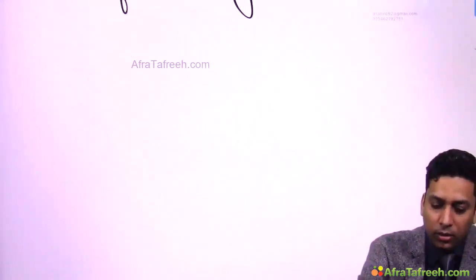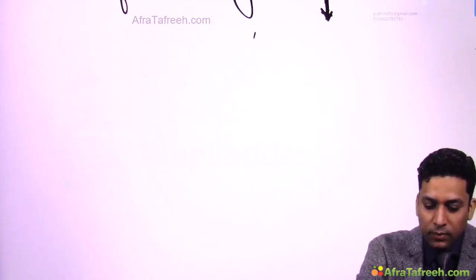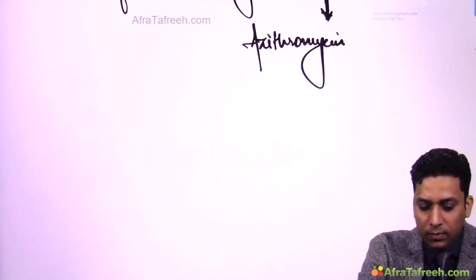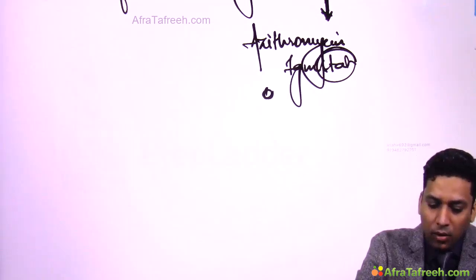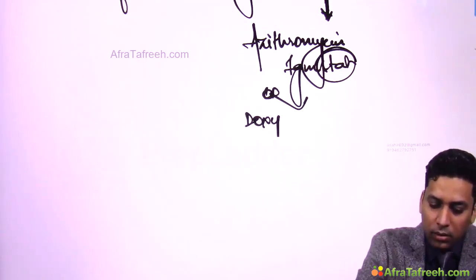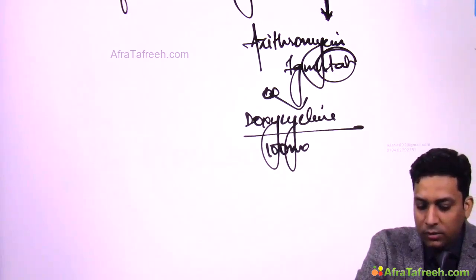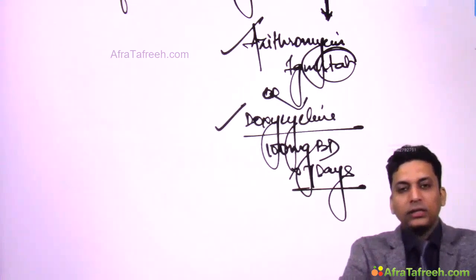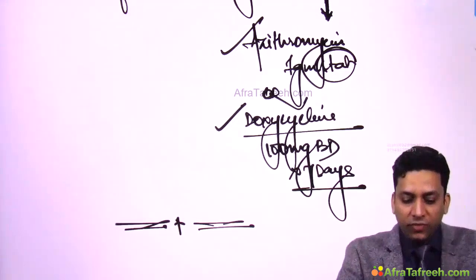Now if we talk about non-gonococcal urethritis, here the treatment is azithromycin 1 gram stat or doxycycline 100 mg BD for 7 days. So doxycycline 100 mg BD or azithromycin 1 gram stat. Let us see a few images from this group which we have just now discussed.